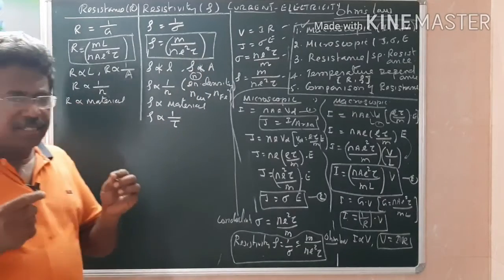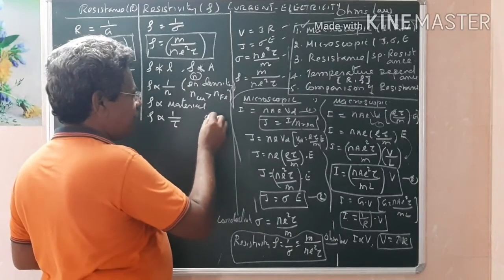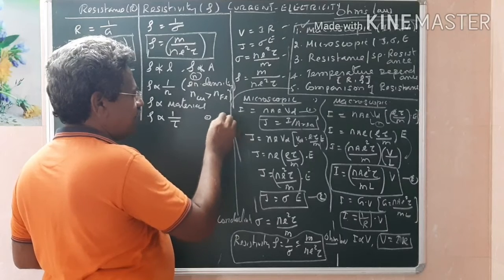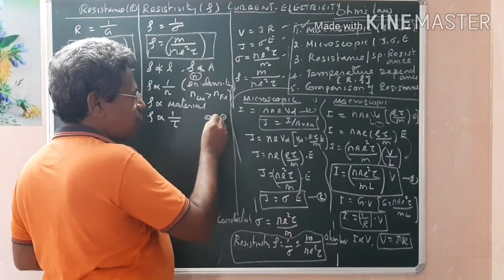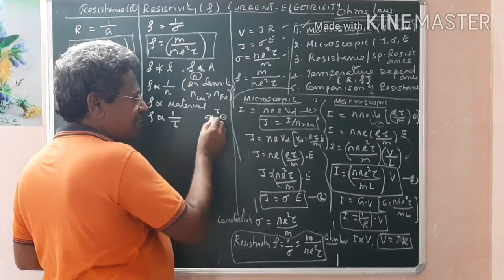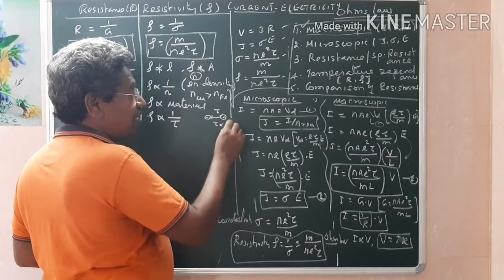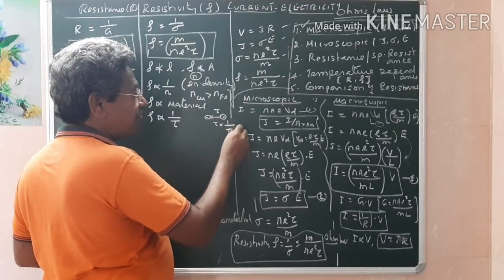Relaxation time is nothing but the time interval between two successive collisions. Suppose this is one atom and this is another ion. If the electron collides between these two, the time interval between the two successive collisions is tau. When the temperature increases, they will come closer, so tau decreases. Tau is inversely proportional to temperature.